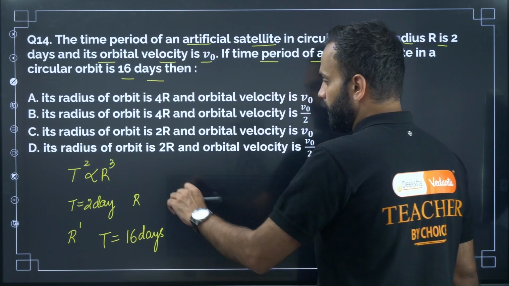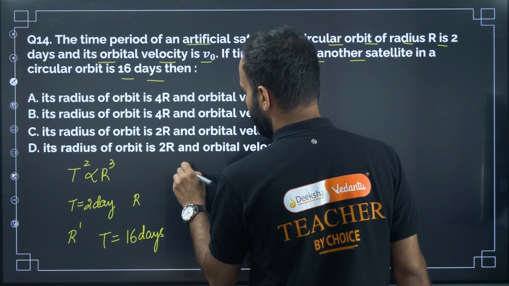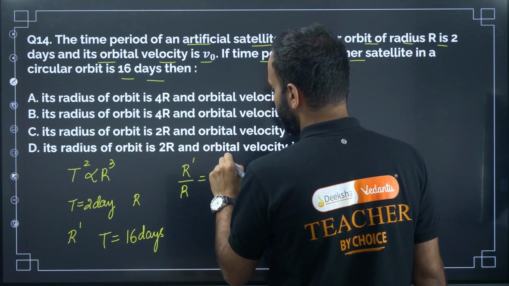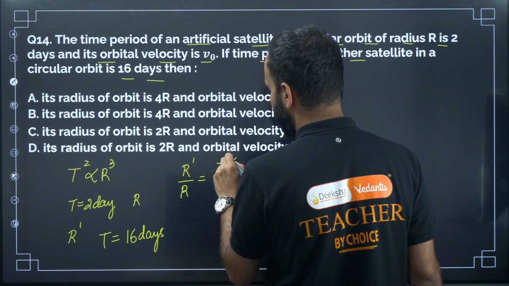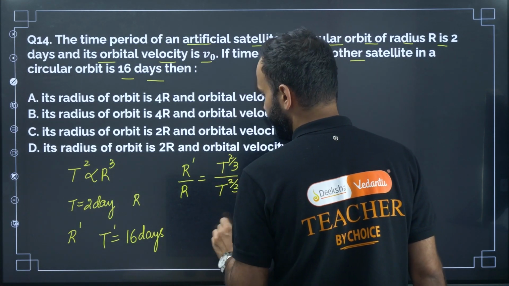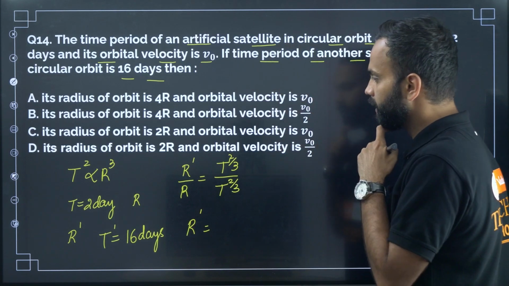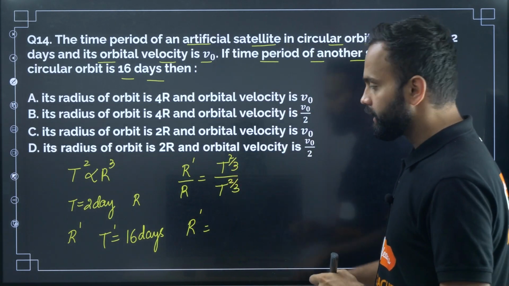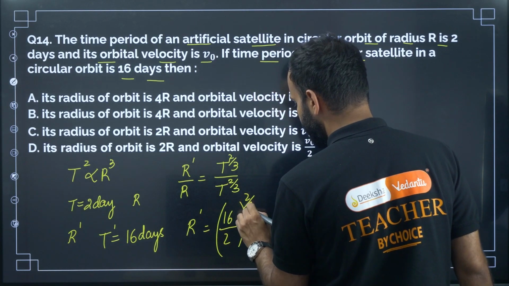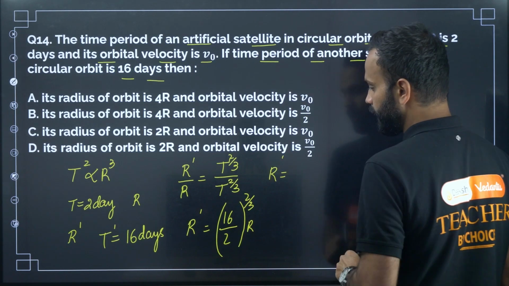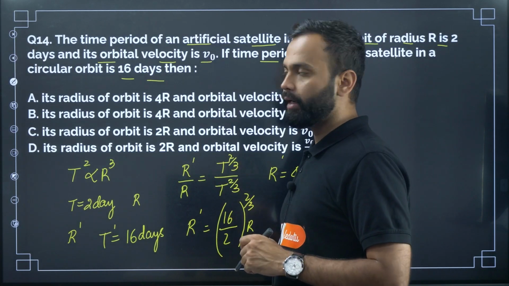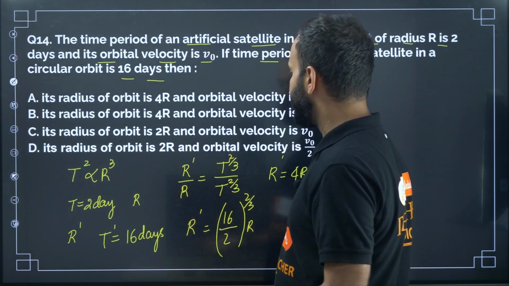So now r dash divided by r is equal to T dash to the power 2 by 3 divided by T to the power 2 by 3. So r dash is equal to 16 to the power 2 by 3 divided by 2 to the power 2 by 3, into r. Now solve this, you will get r dash is equal to 4r. So the radius of the orbit is 4r for the second satellite, right? So C and D are eliminated.